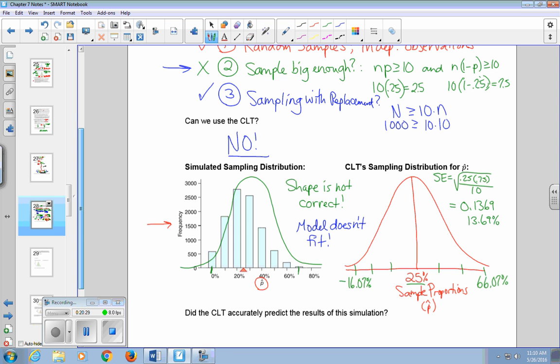So did the central limit theorem accurately predict the results of the simulation? We're going to have to say no. And so keep that in mind. If your conditions aren't met, then something's not going to work. The model's not going to work. It's the sample size, it's the shape that doesn't work.